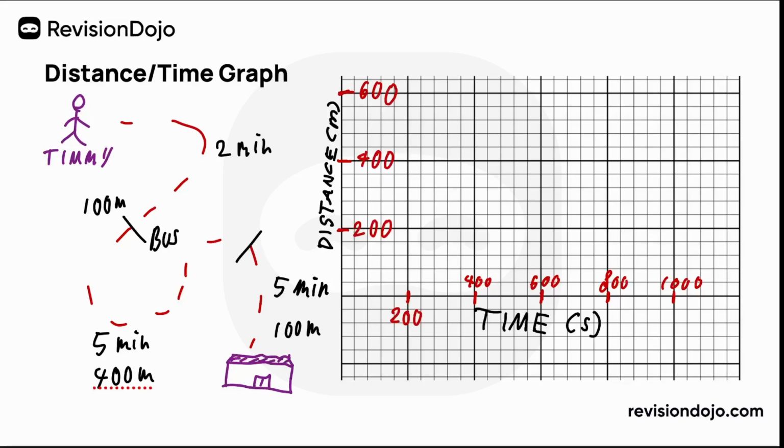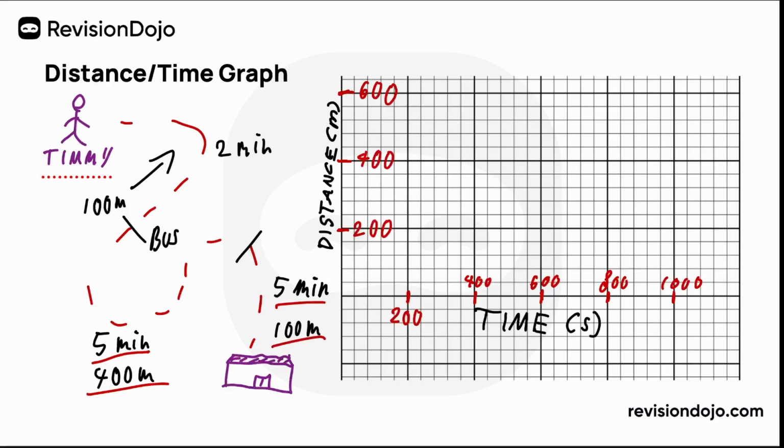That's why I've designed this little situation here where Timmy has to go to school. And for that, he has different sections in his trip to school. He has 3 sections. First off, he walks for 2 minutes, and the distance he covers there is 100 meters. Then he takes a bus that takes 5 minutes and that covers a distance of 400 meters. And finally, he walks once again for 5 minutes, and he covers a distance of 100 meters.